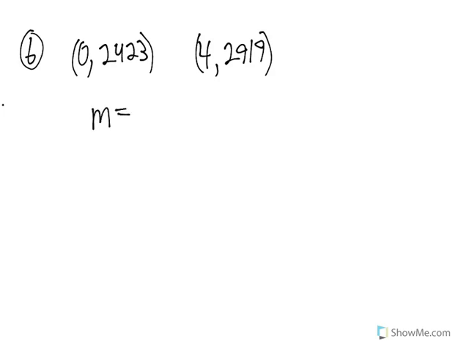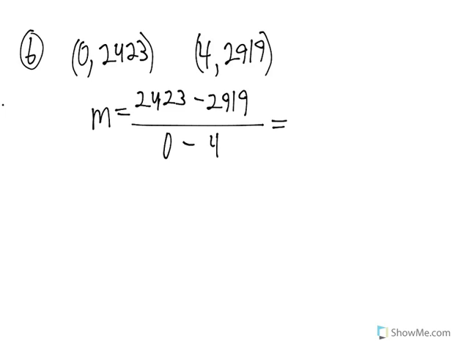So we have (0, 2423). And then we have that in 1999, so 4 years later, it is worth $2,919. It went up in value. It appreciated. Let y be the value of the investment in the year x. Write a linear equation. All right, so again, let's find the slope. So 2423 minus 2919 over 0 minus 4.